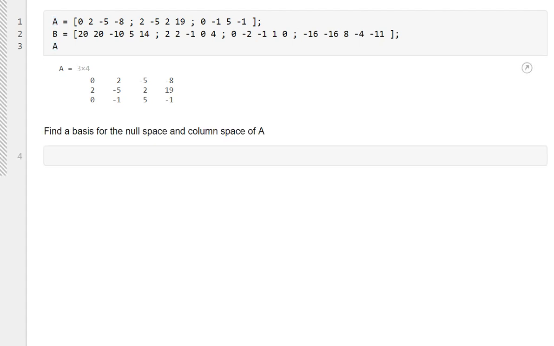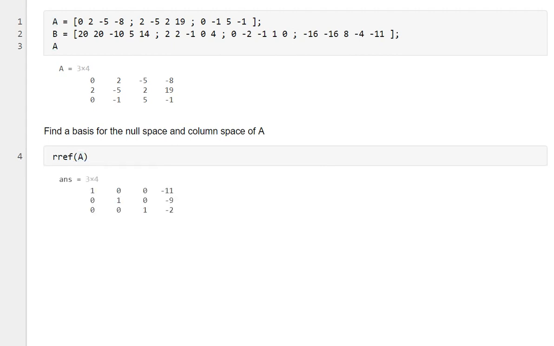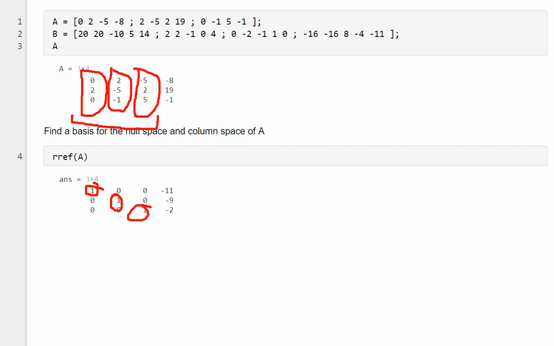So first thing I'm going to do is RREF of A, and find out where the pivots are. Now this is interesting. Notice that we have three pivots all along the main diagonal here. What does this mean? It means that the first three vectors are linearly independent. When I take them as a set, these three vectors are linearly independent. So just these original vectors will form a basis for the column space.